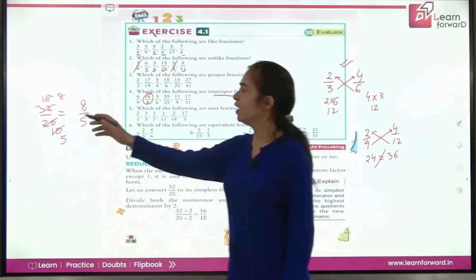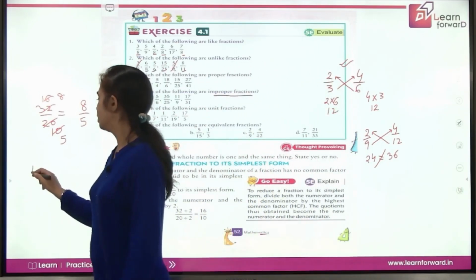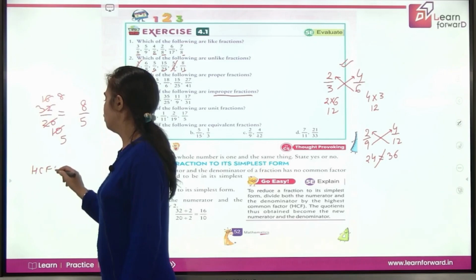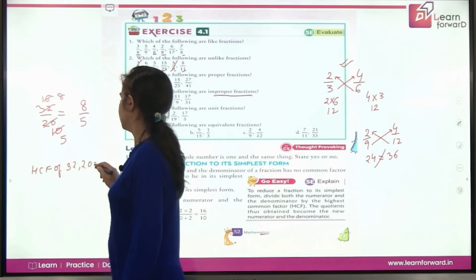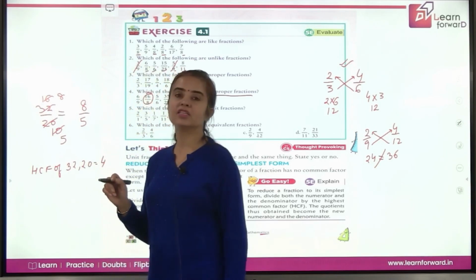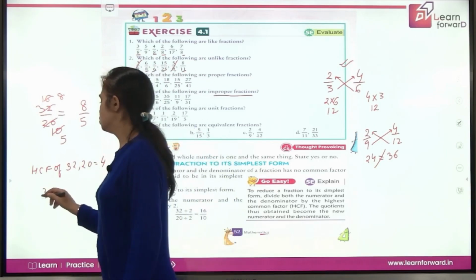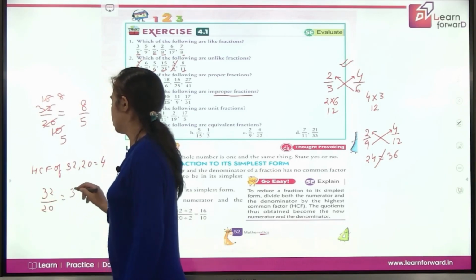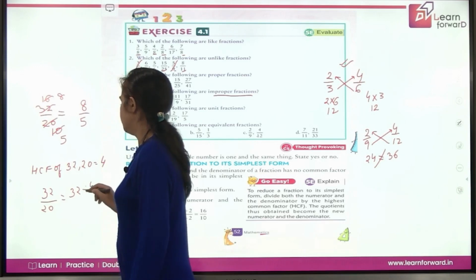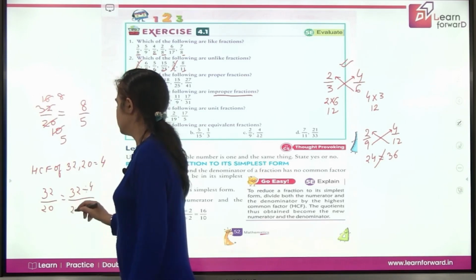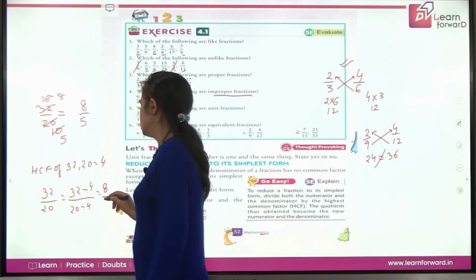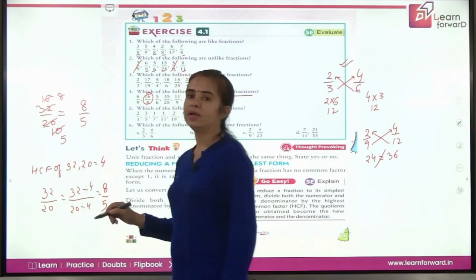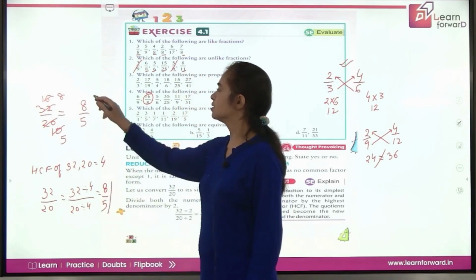Another way is to find out the HCF of 32 and 20. Can you tell me what is the HCF of 32 and 20? You have the answer correct. That is 4. So now you divide 32 and 20 both by 4. This HCF will help you in getting the simplest form in one single step. So when you divide by 4, you get 4 eights are 32 and 4 fives are 20. So this is the same as 8 by 5.